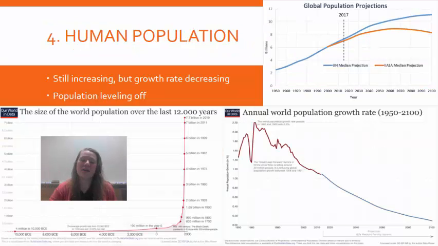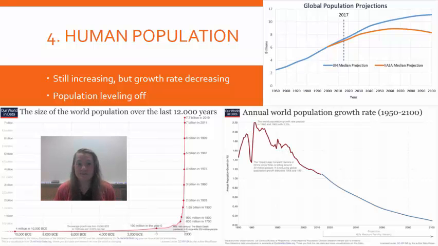The fourth indicator would be our overall human population. Now, we know from our populations unit that the human population is still increasing. However, the hope comes because the growth rate is actually starting to decrease, which means that instead of growing exponentially, our population will start to level off just a little bit. And that's good news because our Earth needs to be able to support all of these humans that are living on it.